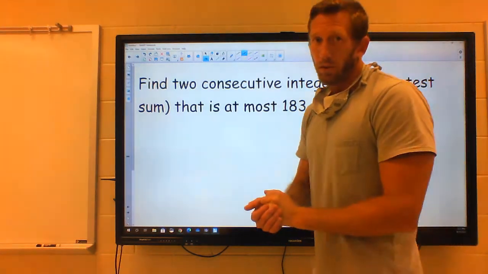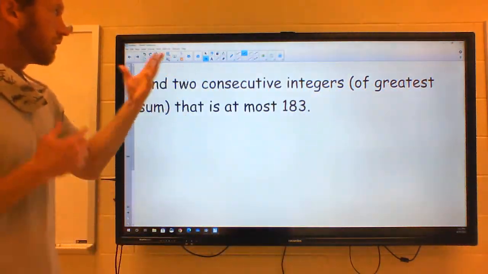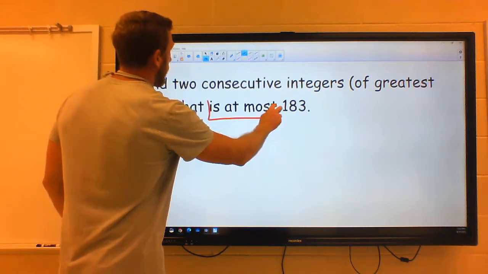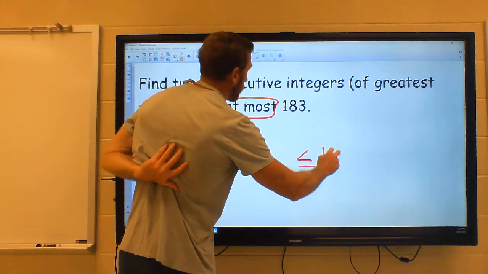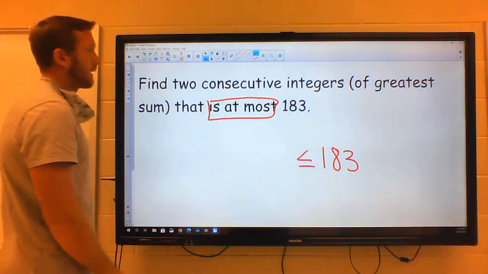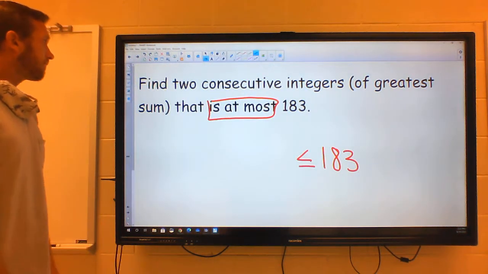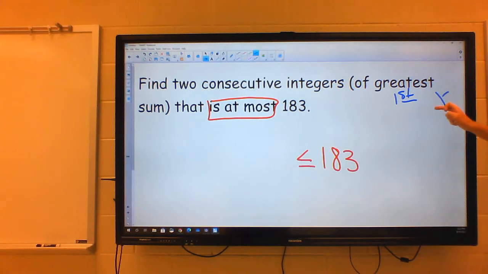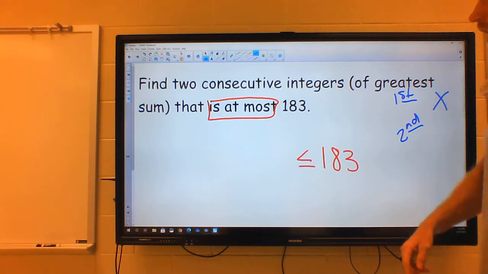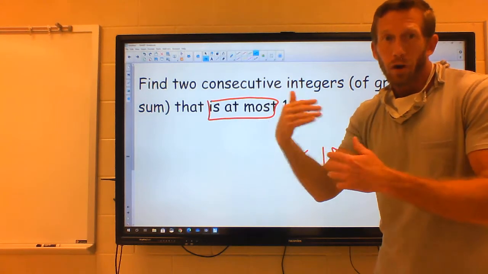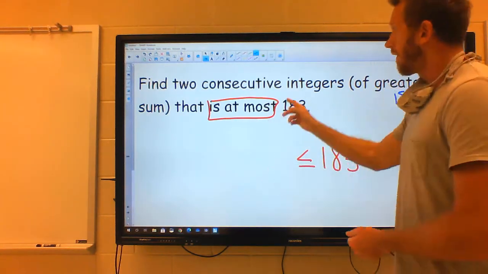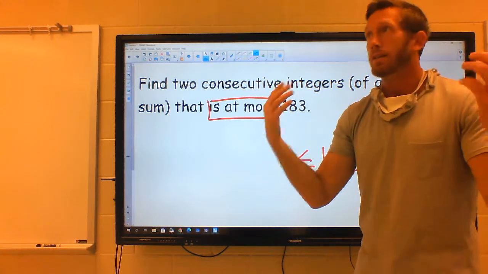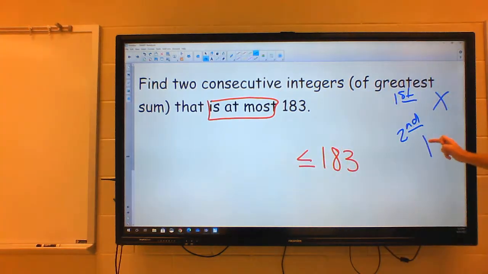Okay, hopefully that was enough time to work through it, at least to just figure out what's going on. Where it says "is at most," we're talking less than or equal to 183. Find 2 consecutive integers. So once again, our first integer is going to be x. Our second integer is going to be, let's see, are they even? Nope. If they're even or if they're odd, they're 2 numbers away from each other, so it would be plus 2. But they're not. They're just consecutive integers like 79 and 80, so they're 1 number away from each other. So our second number is just going to be x plus 1.